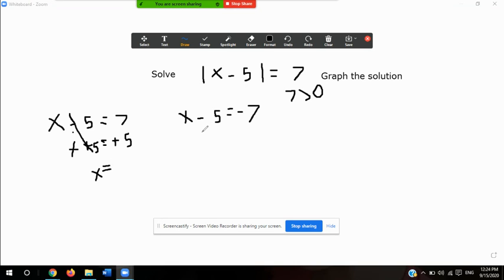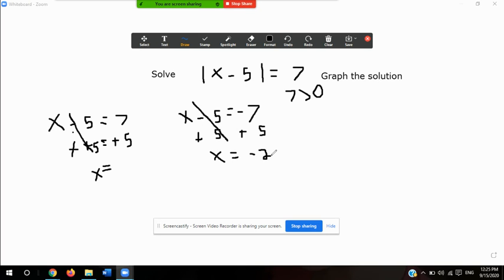And I'm going to do the same thing here. So I'm going to add 5 on this side. And this is going to cancel out. And that's going to leave me with x equals negative 7 plus 5, which is negative 2.